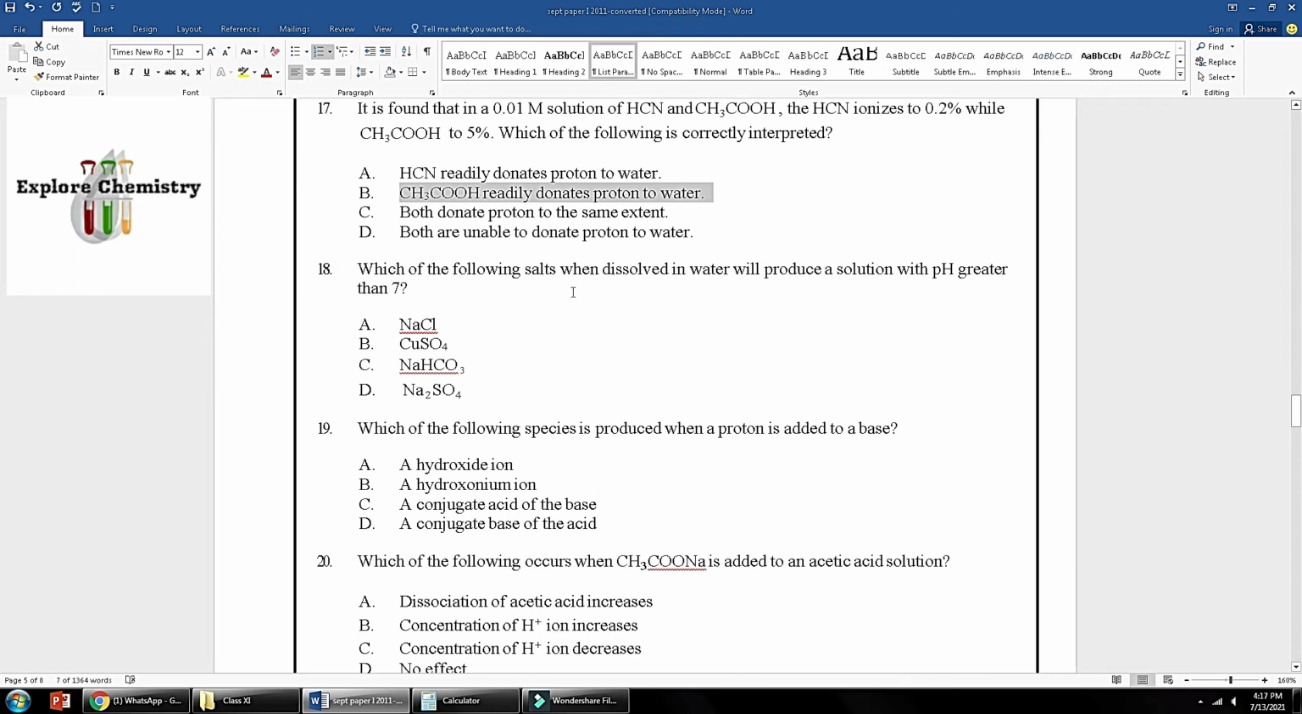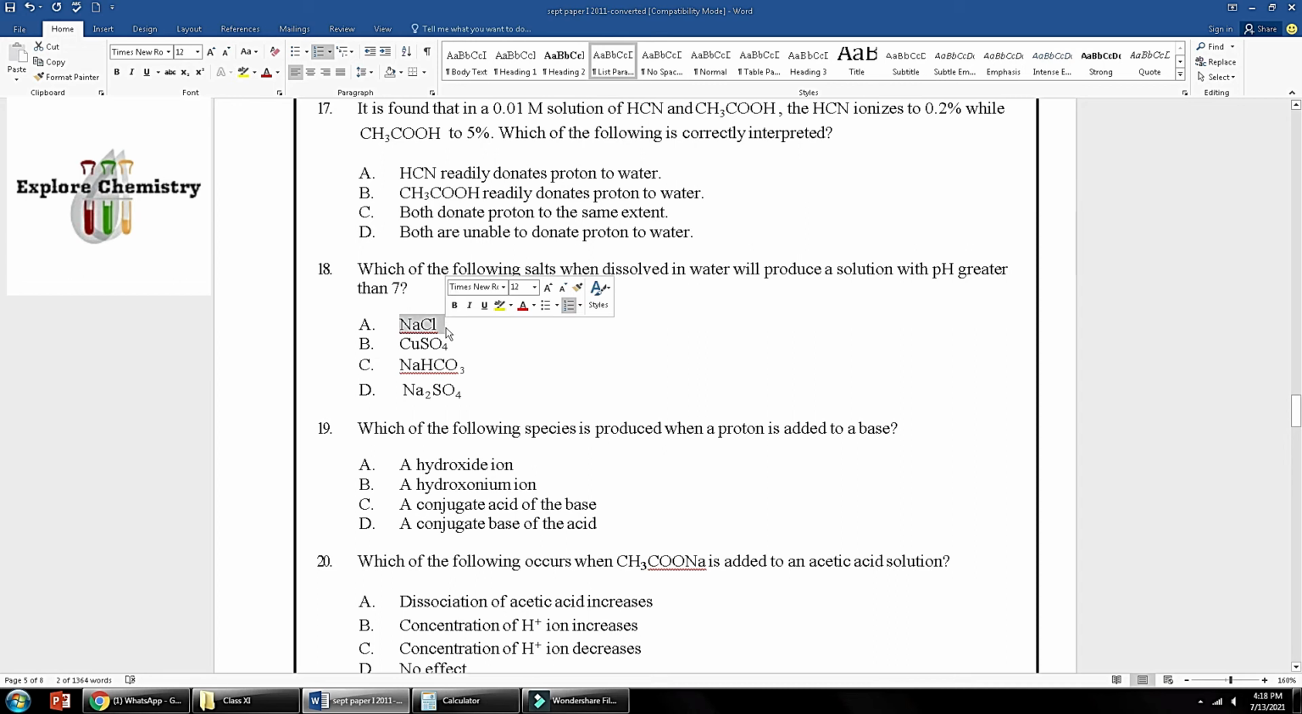Number 18, which of the following salts when dissolved in water will produce a solution with pH greater than 7? pH greater than 7 means solution is basic. The salt which is produced from a strong base and weak acid reaction will produce a salt with basic aqueous solution. So here we need to find a strong base and weak acid combination.